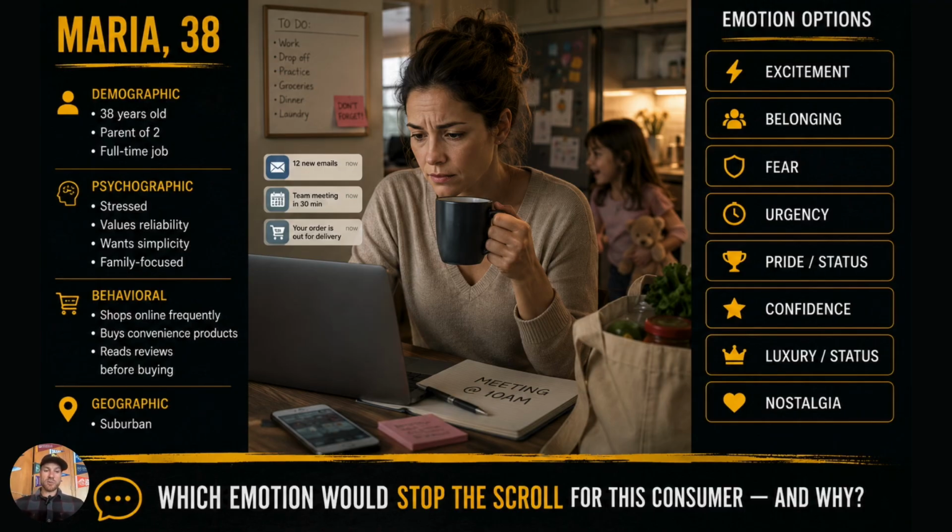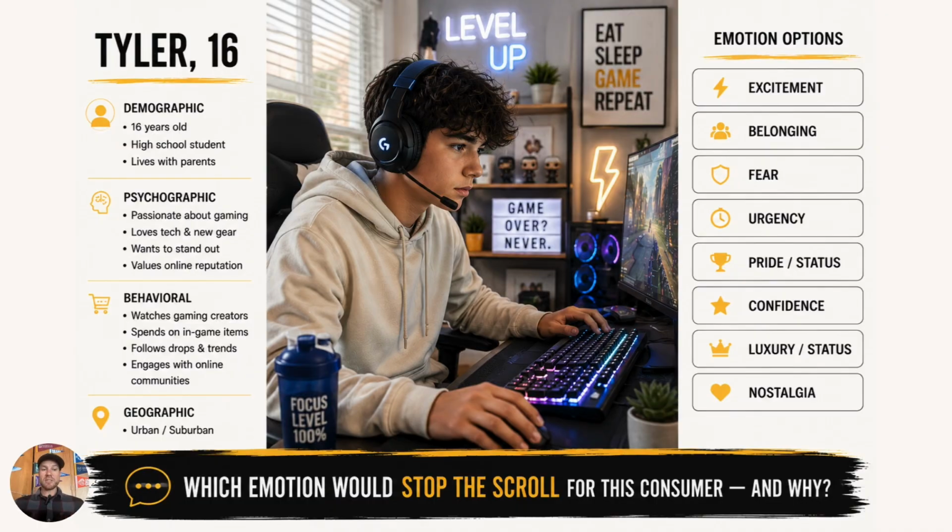Maria is 38 years old. We note that Maria has a full-time job and is a parent of two, so her needs are going to be different than that of Jordan. And then we switch over to Tyler. Tyler is 16 years old, similar in age demographic as our first person, Jordan, but he has different interests. He has other things going on in his world.